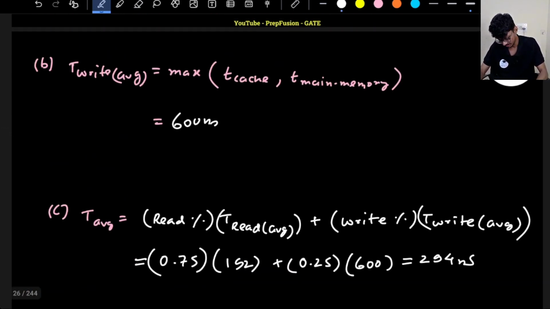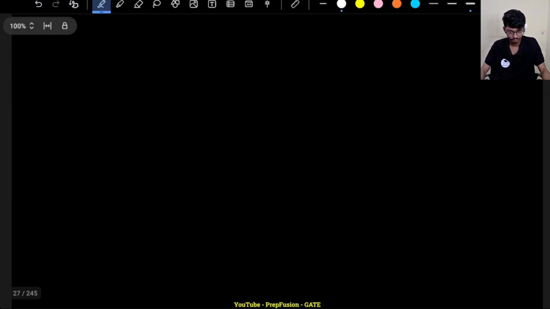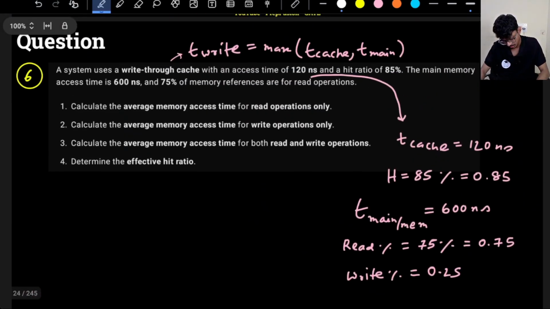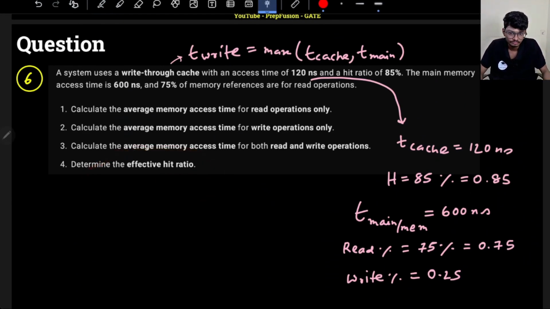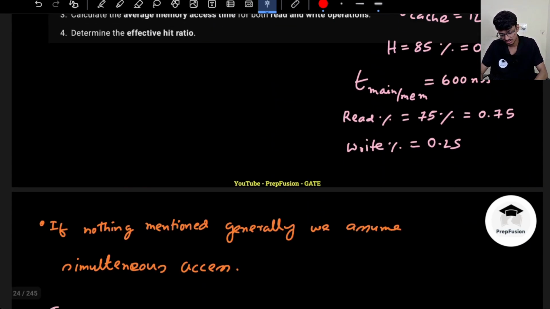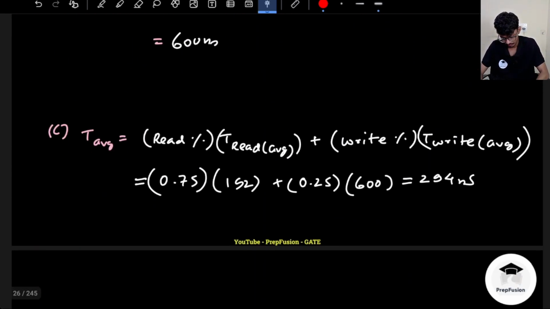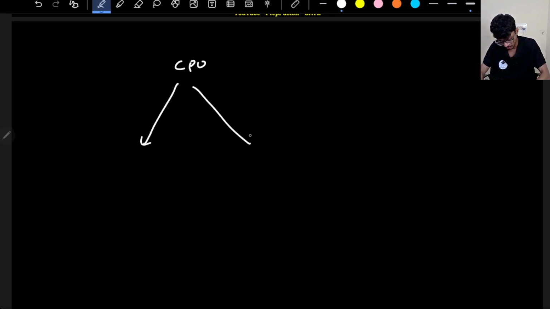Now what is the next part they are asking? They are asking me the effective hit ratio. So what do I mean by effective hit ratio? Actually, what is happening effectively? If I see that there are two things, right? CPU is here. CPU wants a particular block of data. So either the CPU will first of all perform the read operation or write operation. If it's a read operation, the read can be a hit or it can be a miss.